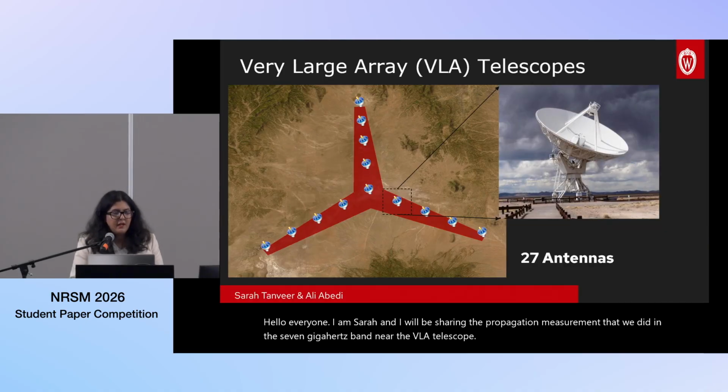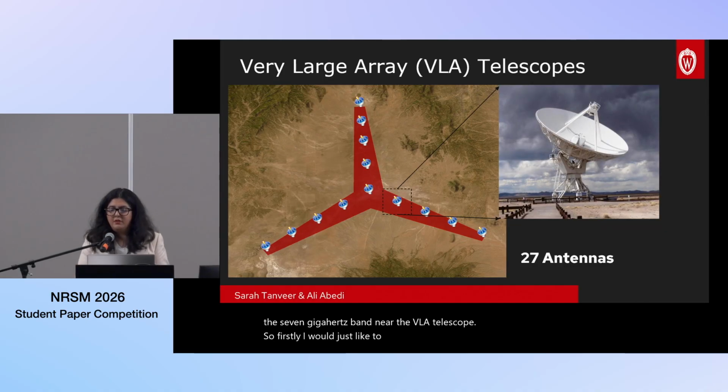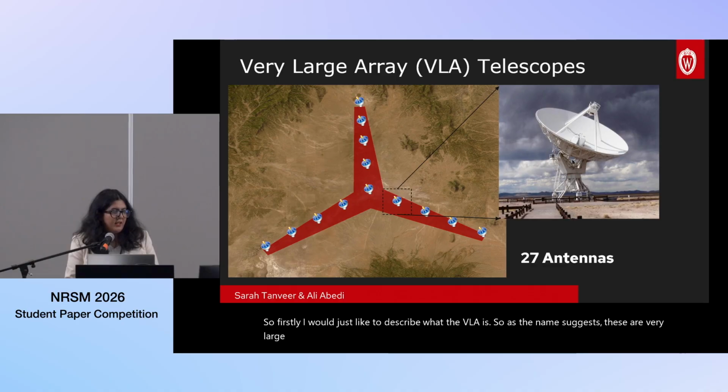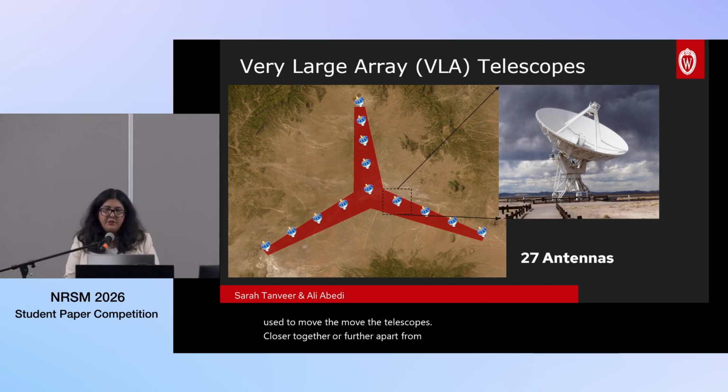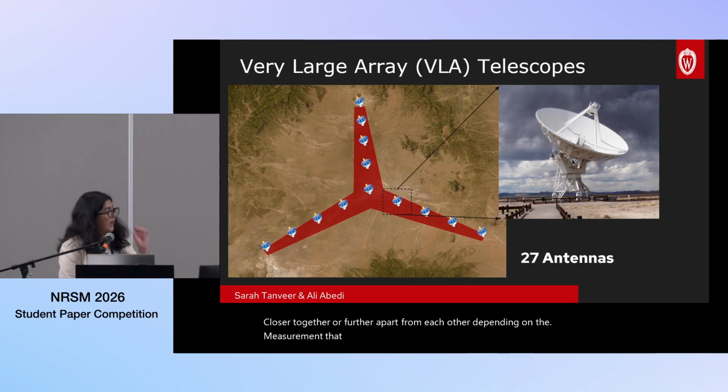So firstly, I would just like to describe what the VLA is. As the name suggests, these are very large telescopes, and there are 27 of them arranged in this Y-shaped track. And these tracks are used to move the telescopes closer together or further apart from each other, depending on the measurement that they need to take.